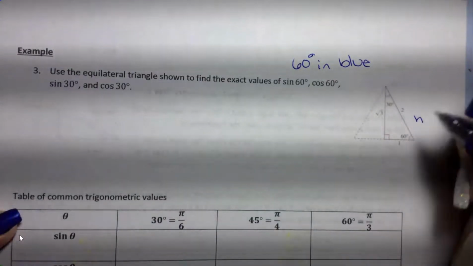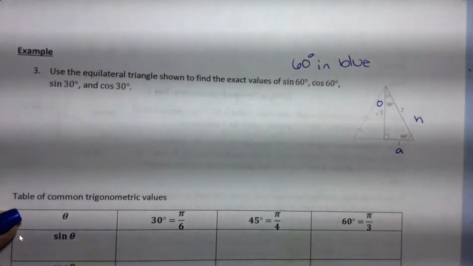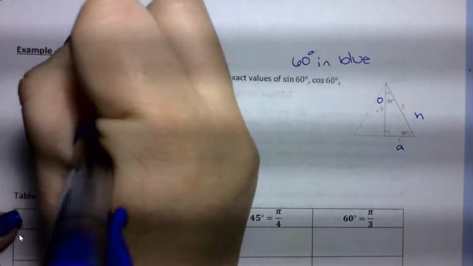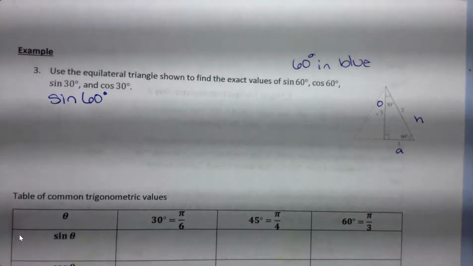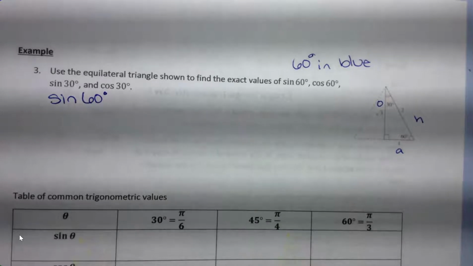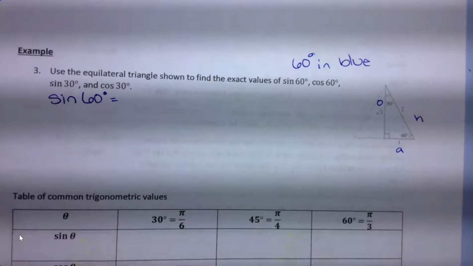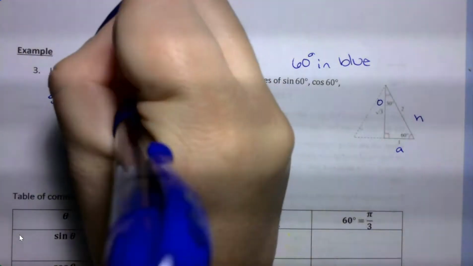My opposite side is the one that's not touching the angle, and my adjacent is the one that is touching. So for sine of 60, I want to make sure I write the degree symbol, because if I forget that degree symbol, it automatically means it's written in radians. And when we're working in trig functions, radians and degrees mean 2 totally different things. So sine of 60 is opposite over hypotenuse. This is going to give me square root of 3 over 2.